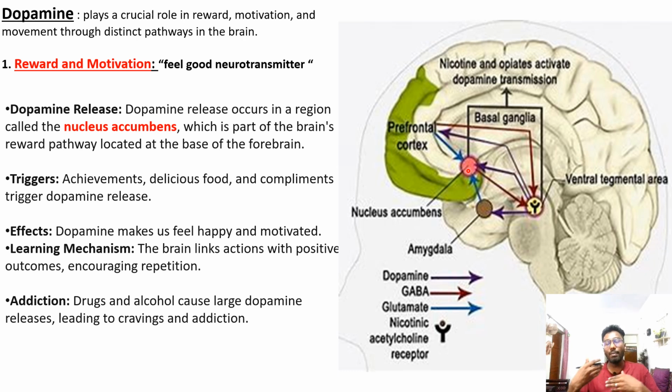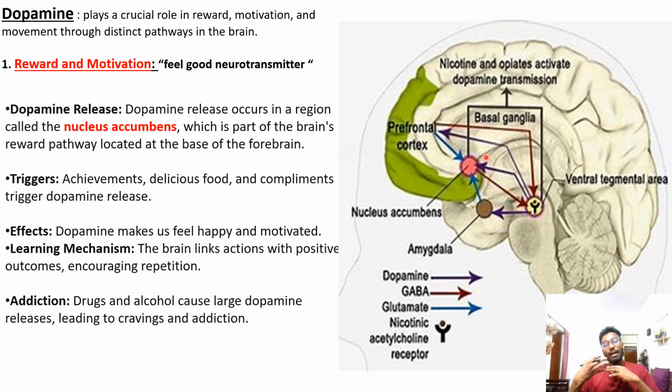That is why dopamine is the feel-good neurotransmitter. I am sure you all have felt very happy when someone praises you, or when someone says you look so handsome or so beautiful. Have you ever thought why you feel happy? Because of dopamine release. Have you ever thought from where this dopamine is released? This dopamine is released from the nucleus accumbens, which is a part of the brain's reward pathway located at the base of the forebrain.